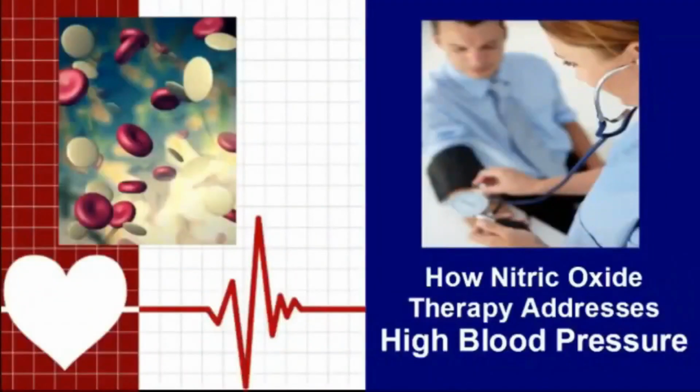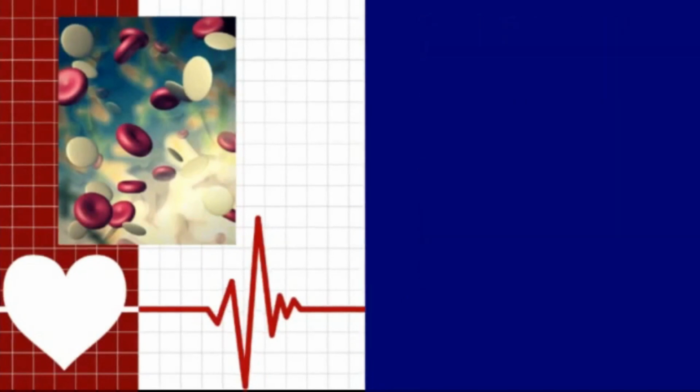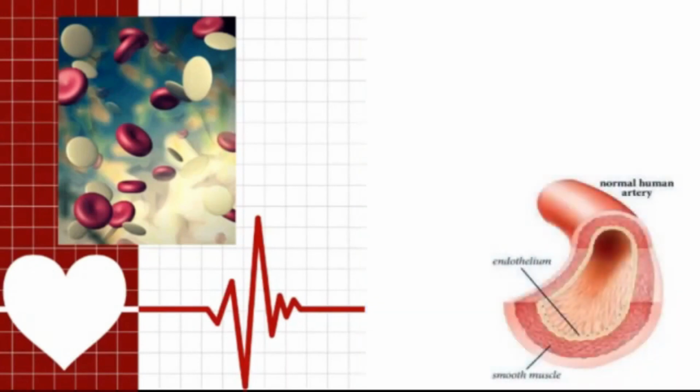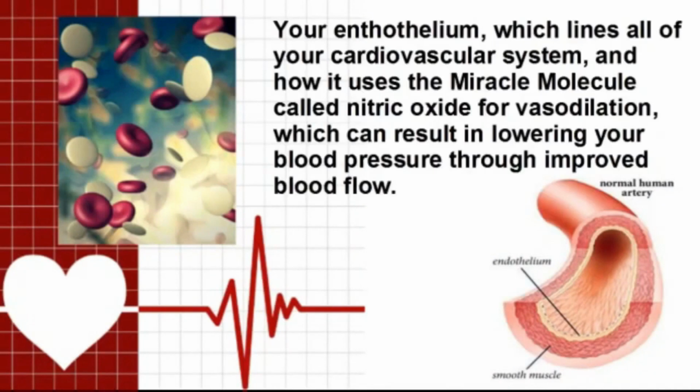The purpose of this video is to help you understand how nitric oxide therapy can naturally address high blood pressure concerns. With this in mind, we need to understand the key components for both. When we talk about using nitric oxide therapy to help bring your blood pressure back into the normal range, we focus on your endothelium, which lines all of your cardiovascular system, and how it uses the miracle molecule called nitric oxide for vasodilation, which can result in lowering your blood pressure through improved blood flow.